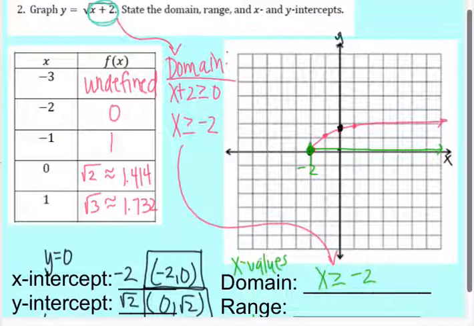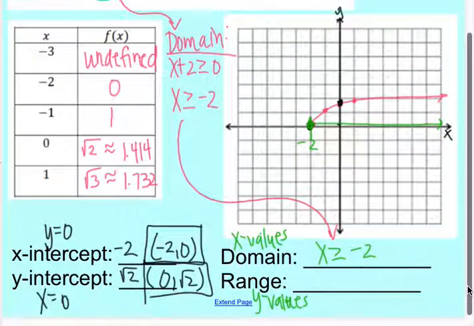Range, then, that's your y values, and if you look at that, for this case, my y values start here and go up. It's going to go up. So it's when y is, well, what's your lowest y value? Well, it's greater than or equal to 0.